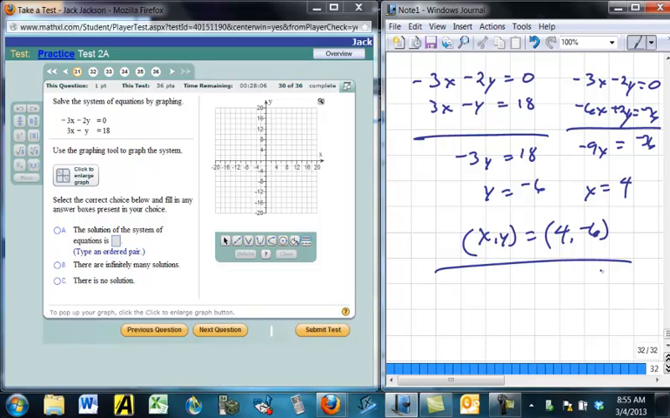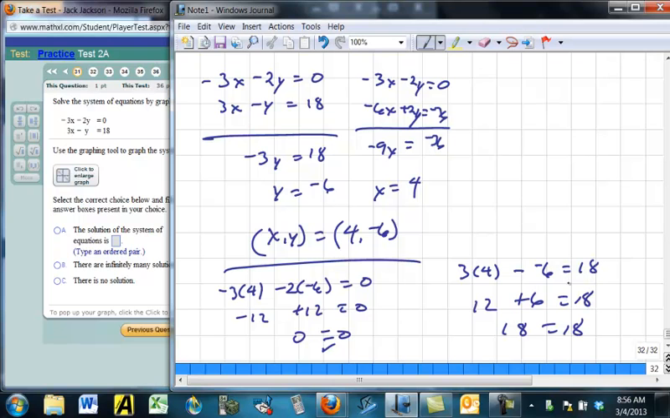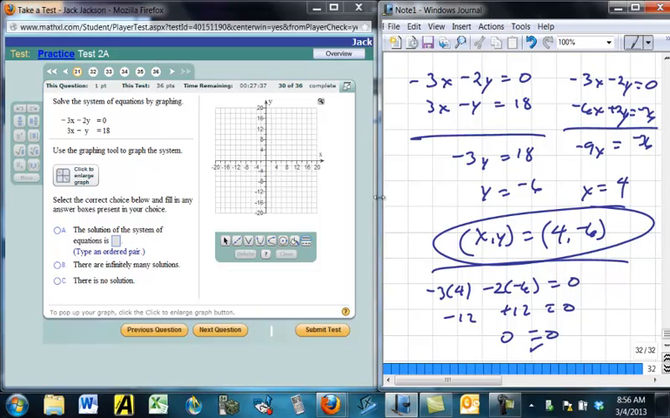Okay, let's check it. Negative 3 times 4 minus 2 times negative 6 is supposed to be 0. That's minus 12, this is plus 12. Sure enough, that's 0. That one checks. Now let's check it in the other one. 3 times 4 minus a negative 6 is supposed to be 18. This is plus 6, this is 12. That's 18. That checks. So we have the right number for sure. So it has a unique solution.